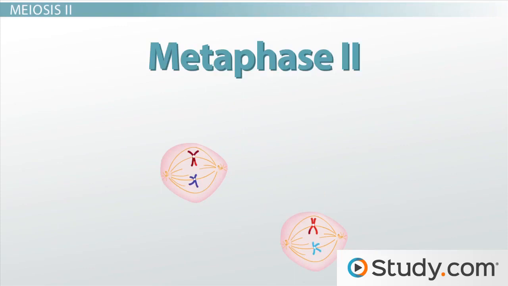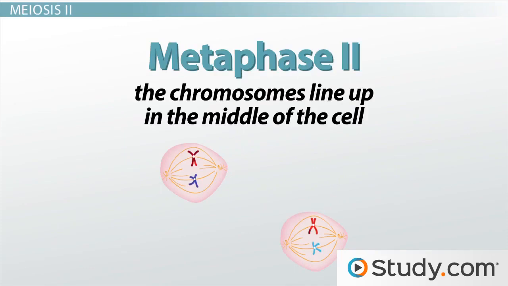We do see the chromosomes condense, making them more visible, so that's at least something. In metaphase 2, the chromosomes line up in the middle of the cell, so we can still use our M's, metaphase and middle, to recall what's going on here.